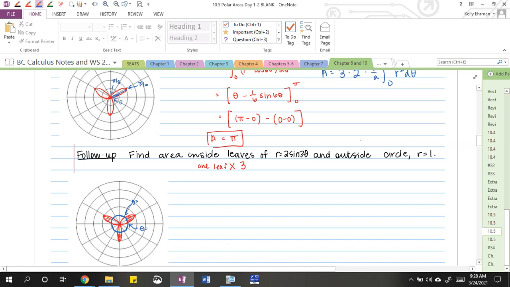When is this curve equal to this curve? R equals 1, R equals 2 sine of theta. So when is 2 sine 3 theta, excuse me, when is 2 sine of 3 theta equal to 1? When sine of 3 theta is equal to 1/2. When 3 theta is equal to, now these are quadrant 1 angles, right? So don't bother with quadrant 2. 3 theta is equal to, you're going to get pi over 6.